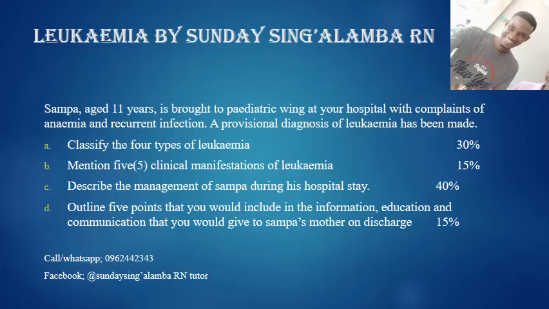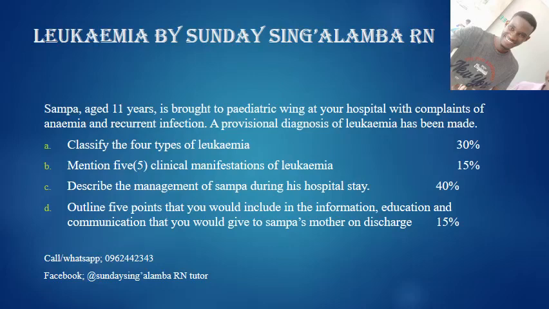Before we even start answering the questions, it is very important that we know what leukemia is. Leukemia is basically a malignant disease in which there is abnormal proliferation or production of immature white blood cells. So in leukemia there is excessive production of immature white blood cells. As a result, those white blood cells usually fail to fight against invading organisms. As a result, the patient will have recurrent infections, and anemia will also be present.